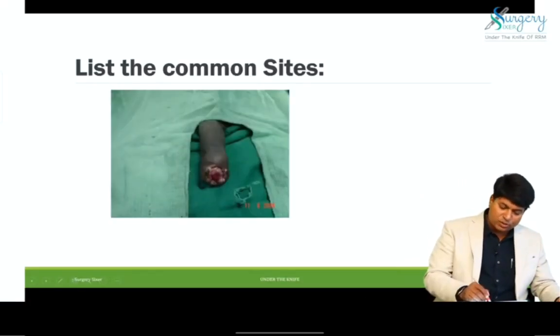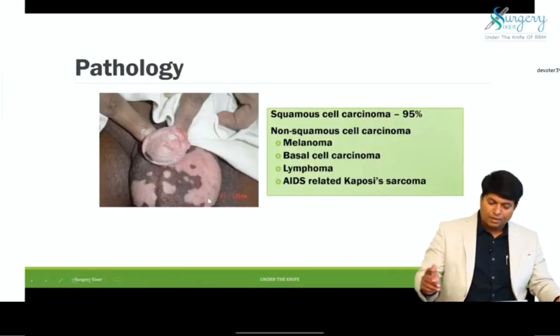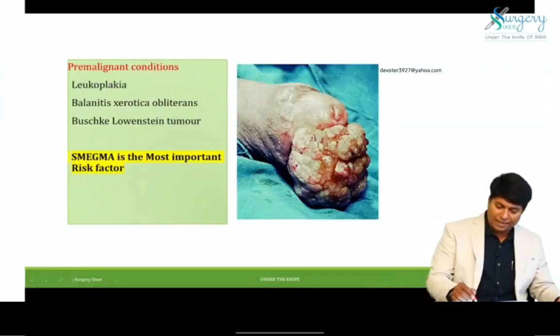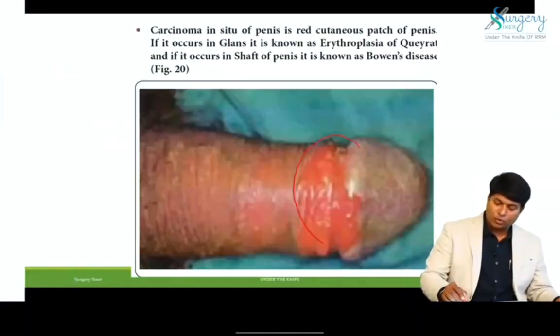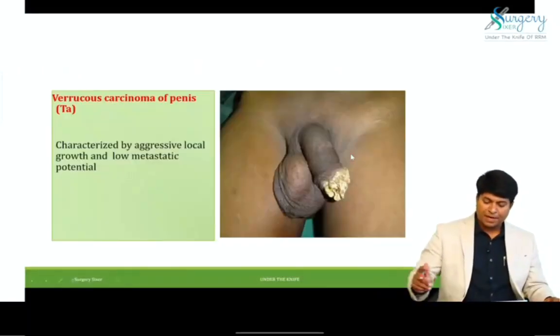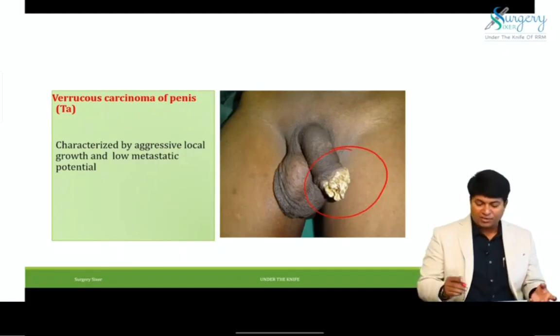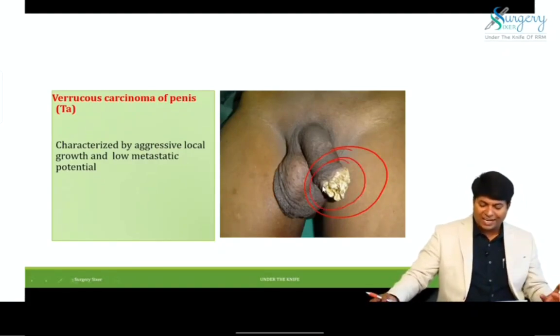So typical cancer penis, you can see the most common site is glans penis. And these are the various malignancies in the prepuce. You can see a typical Buschke-Lowenstein type of tumor due to human papillomavirus. And this is erythroplasia of Queyrat, carcinoma in situ of glans penis. And this is verrucous carcinoma which has grown very aggressively after radiotherapy. So radiotherapy should not be given. Radiotherapy is contraindicated in verrucous.